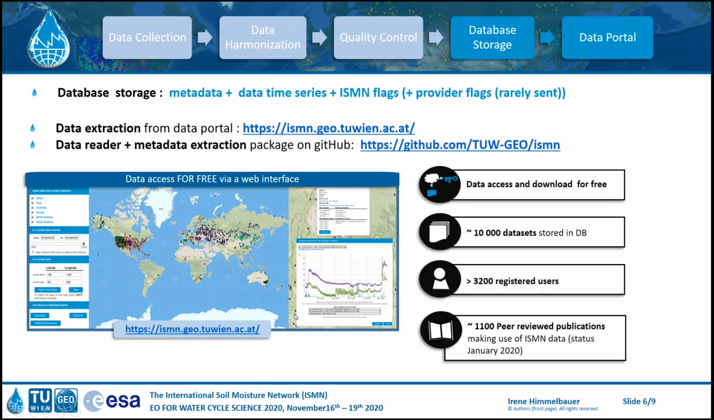And since I'm already at the topic of data extraction, when all of these processes have been completed, the data is stored within a database. Meaning that for each individual variable at each station and at each layer we have metadata plus data time series plus ISMN flags and also plus provider flags available. These provider flags are rarely sent to us, but if they are sent to us, we keep them, of course. And from this database then in the end everything can be extracted through our data portal as shown here. And all of this is for free.